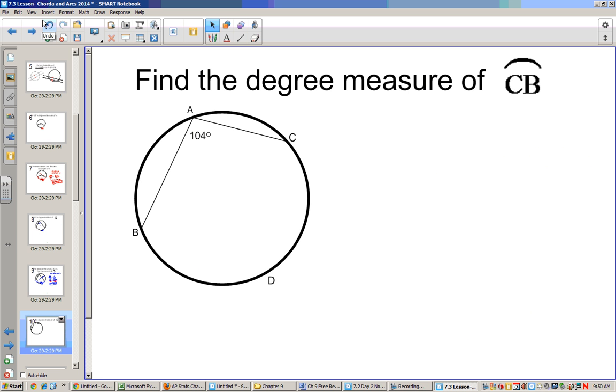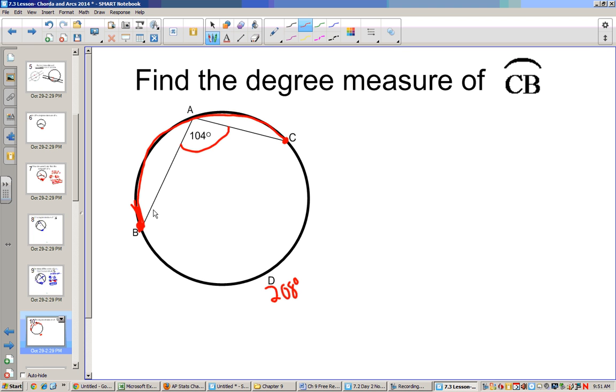All right, now this one says find the degree measure of CB. Now, one thing we can do is, since this is an inscribed angle, we multiply this by 2 to get 208. Now we have a problem, because CB only has 2 letters, and so CB is a minor arc. And if we're looking at this arc here, that's 208, which is more than 180 degrees. So when they say CB, they mean from C all the way around until you get to B.